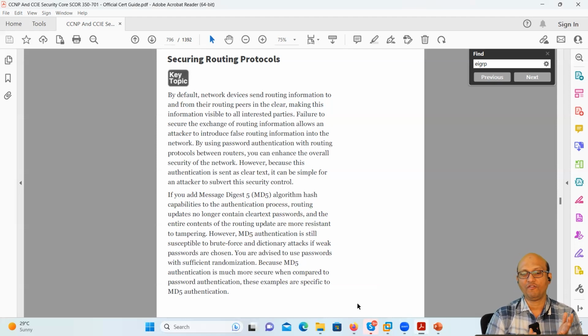This is the beauty of MD5. When it comes to message digest, a hash algorithm, it is more secure compared to plain text or clear text passwords. Because the hacker cannot see the password. He cannot tamper with it.